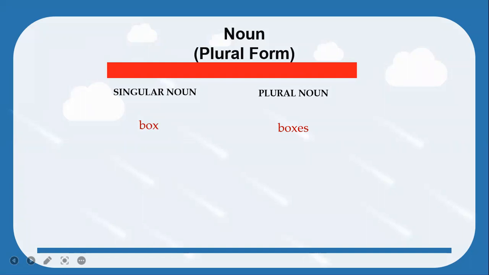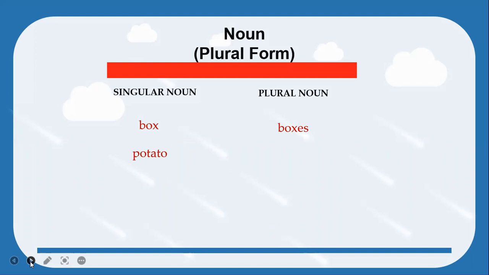I have three boxes. Okay, that's correct. You cannot say I have boxes. It's a good sentence if you say I have three boxes, I have many boxes, or I have some boxes. Understand? Okay, next.